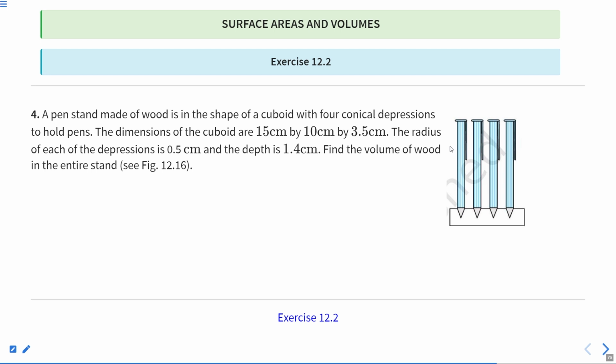So in this figure we have a pen stand, made of wood, in the shape of a cuboid with 4 conical depressions. These are conical depressions, and this part looks like a cuboid. We have been given the dimensions of the cuboid as 15 centimeter by 10 centimeter by 3.5 centimeter, and the radius of each of the depressions is 0.5 centimeter and the depth is 1.4 centimeter. So now let us find the volume of wood in the entire stand. Let us solve it.